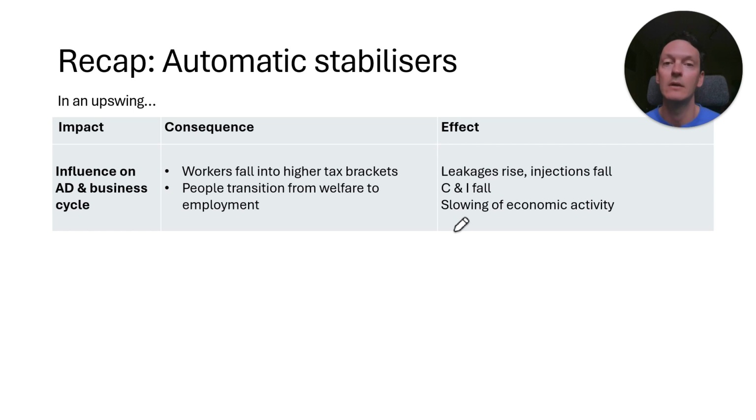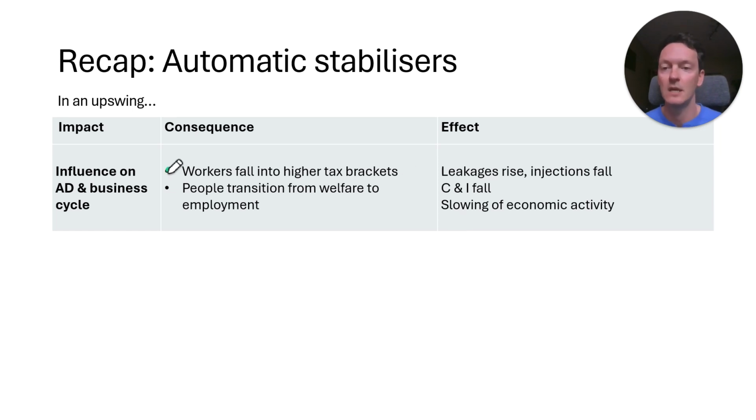Okay, and remember, the goal here in an upswing is to slow down that peak so we don't have those massive, high peaks. We want to slow it down. So if this stabiliser wasn't in place, if we didn't have a progressive tax system, well, the economic growth would just keep going up and up and up because people would just have more and more money to spend. But that's not how it works. So by workers falling into higher tax brackets, leakages will rise, and therefore private consumption and private investment will fall, and there's a slowing of economic activity.